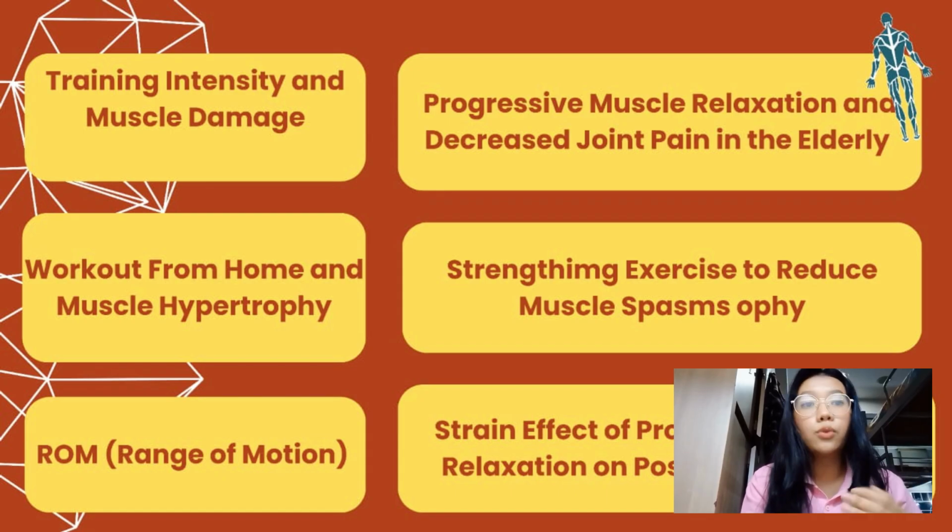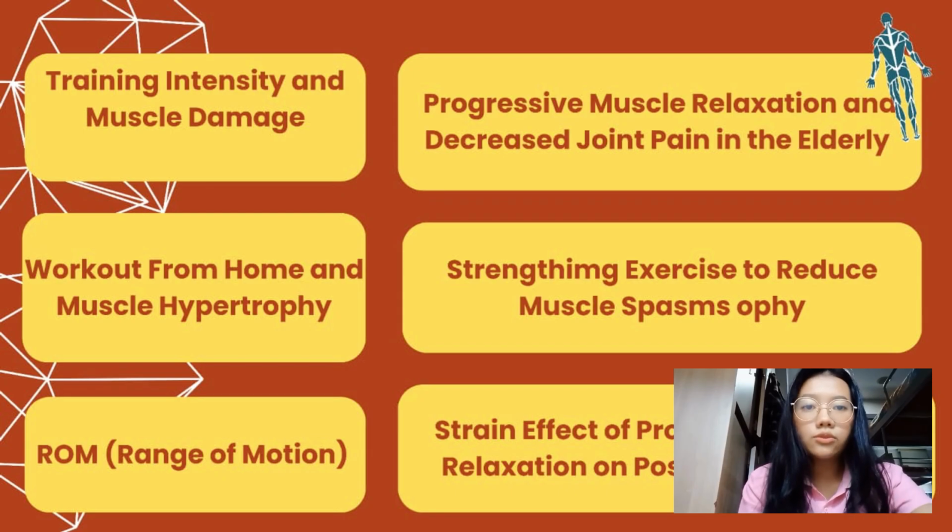The second is workout from home and muscle hypertrophy. During the pandemic, an independent exercise program, or WFH, carried out three times a week for three months was proven to increase chest, arm, and thigh circumference, a significant indicator of muscle hypertrophy.